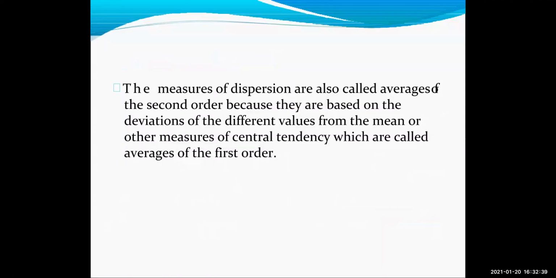Now, the measures of dispersion are also called averages of second order because they are based on the deviation of the different values from the mean or other measures of central tendency, which are called averages of first order.